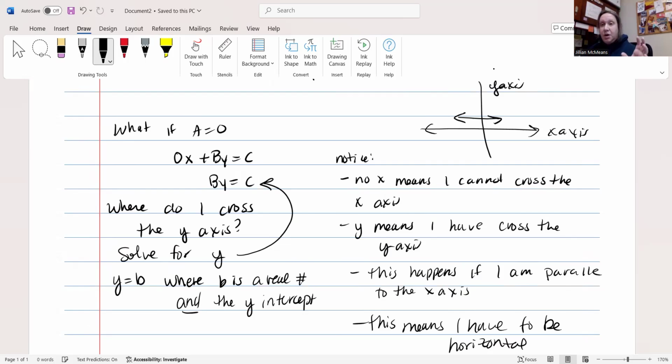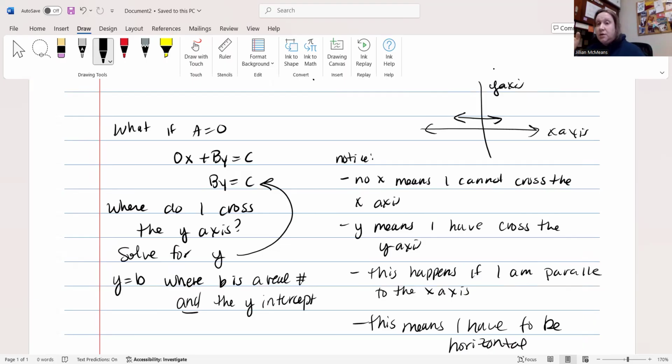So when A is 0, something happens. When B is 0, something happens. And it's up to you to remember what happens when. If A is 0, the x term becomes 0, leaving you just a y. Just a y means you cross the y-axis, you do not cross the x-axis, which means you're parallel to the x-axis, which means you're a horizontal line. Solve for y to get the y-intercept.